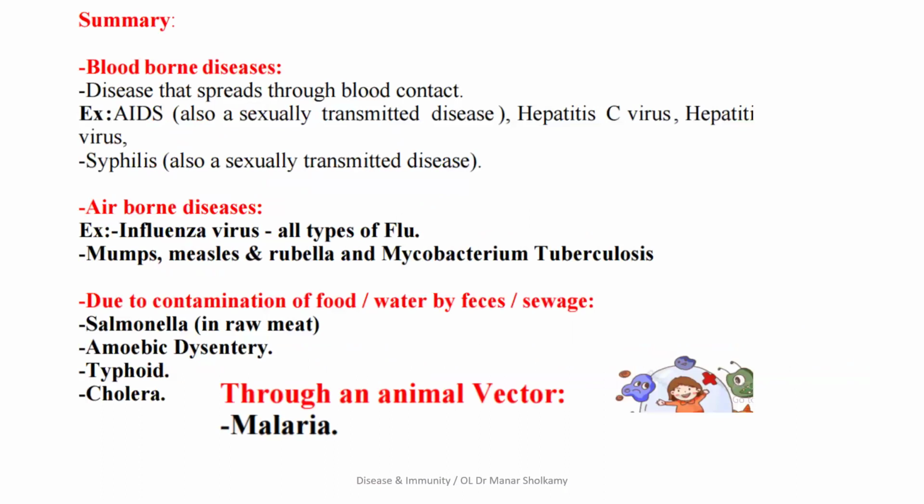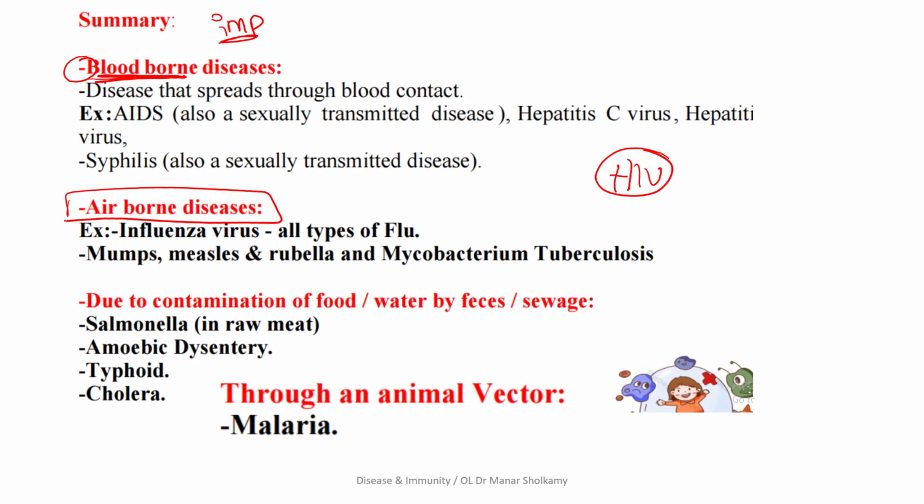Now, this is important. I want you to know at least 1 or 2 examples without reading. Give me 2 examples of blood-borne disease, or 1 example you know very well. What is a disease transmitted by blood contact? HIV and AIDS. HIV is a nice disease because it is both blood-borne and sexually transmitted. So you can write HIV as an example of a blood-borne disease and also as an example of a sexually transmitted disease.